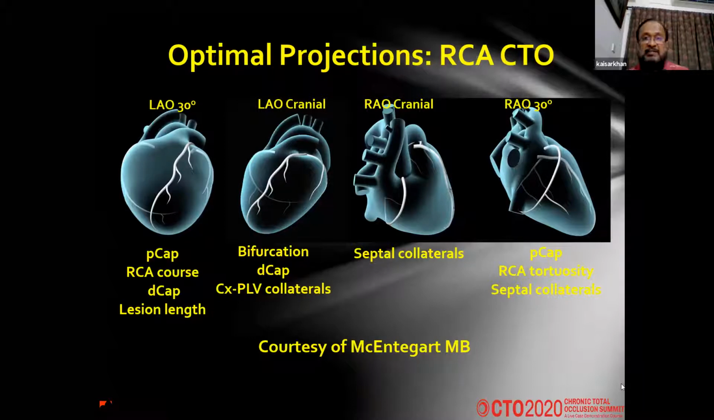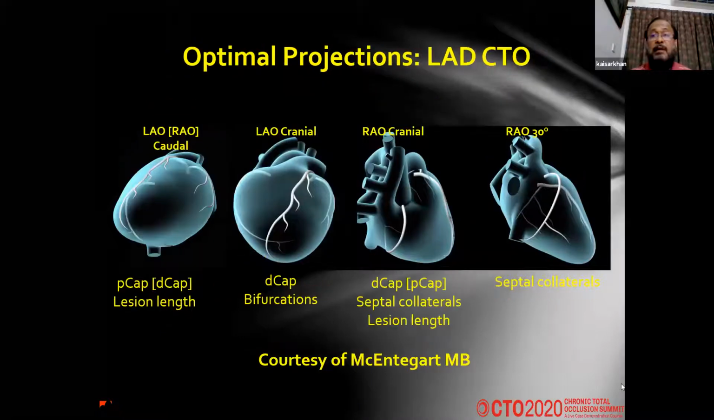Optimal projections for RCA CTO, like there are some pictures. For proximal cap, you can take LAO 30 view, and cranial for distal cap or bifurcation. For septal channels, cranial or RAO 30, whether it's coming from the LAD to PDA or PLV. LAD CTO: caudal for proximal cap, cranial for visualizing distal cap bifurcations, and RAO 30 especially for septal collaterals coming from RCA PDA or PLV.